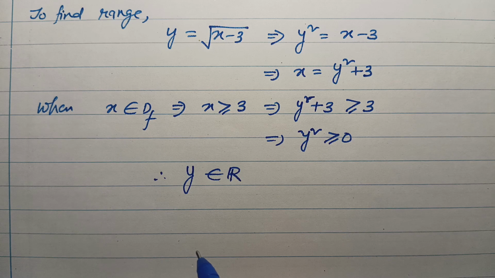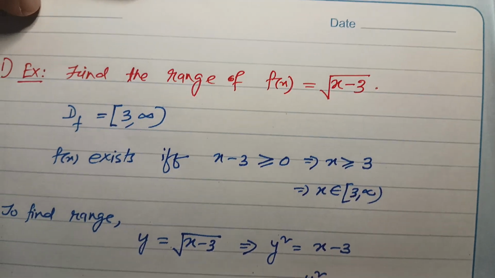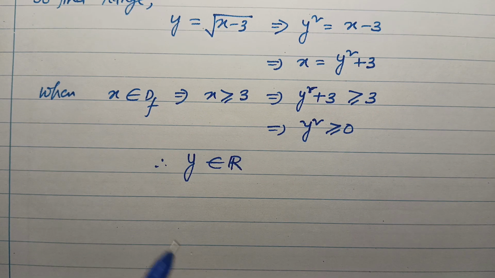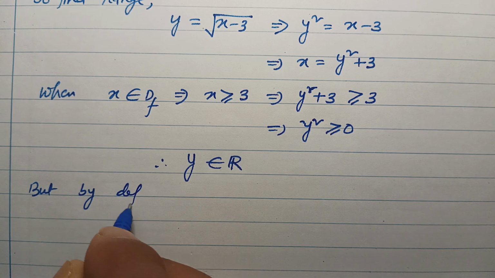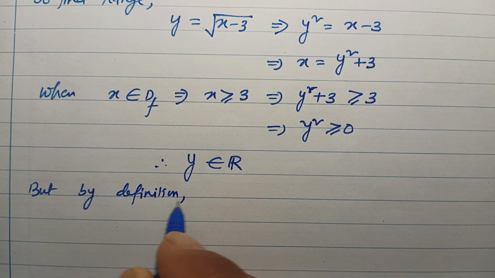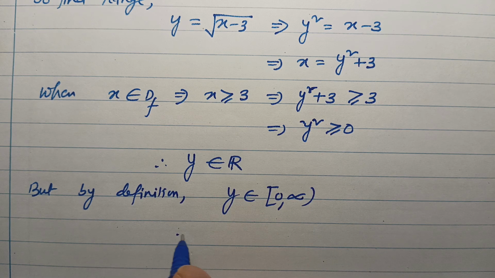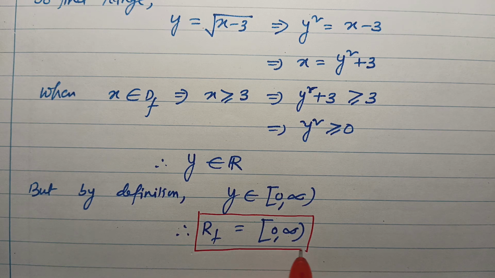But by definition, you can see how the function is defined: f(x) = √(x − 3). That means they have taken the positive square root. So you should write down, but by definition, y belongs to [0, ∞). Therefore, the range of this function would be from 0 to infinity. And this is the answer to the given question.